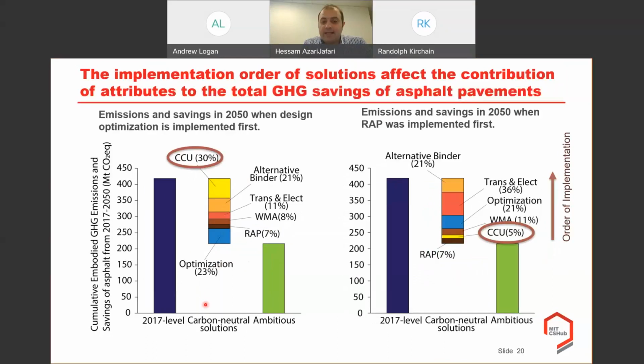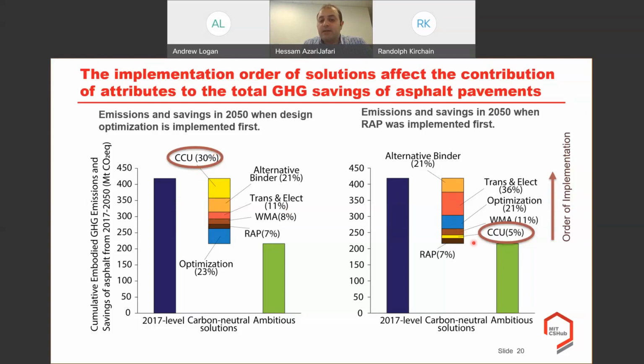And when we are looking at, for example, asphalt mixtures, here we see that again optimization was implemented first and carbon capture utilization was implemented as the last lever. Here the CCU contribution to the total saving is 30%. Here it is 5% when we are implementing CCU right after RAP. And the reason is that here transportation and electricity have already been implemented. In other words, the grid has already been decarbonized intensively. Therefore, we expect a larger savings from carbon capture and utilization.